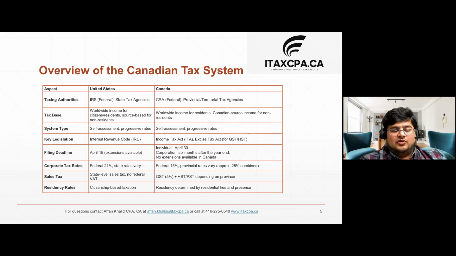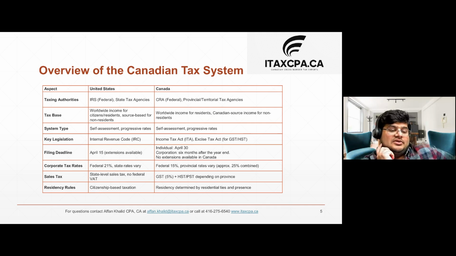And for corporations, it is 6 months after the year end. Whatever is the year end for the company, the corporation can choose its fiscal year end when they file their first tax return, not at the time of incorporation, but after incorporation. When you file the first tax return, you can choose whatever year end you want as a corporation. And then the tax filings are due 6 months after the year end.